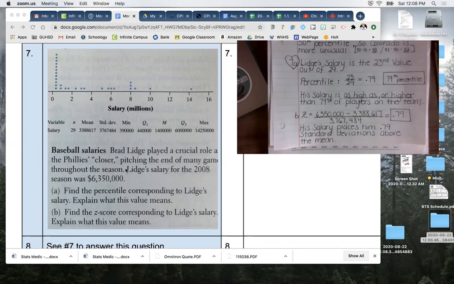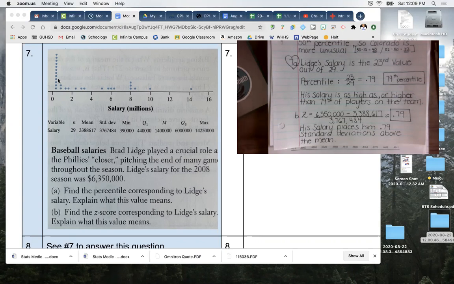I don't do that often, but I do love this problem because it gives a lot of depth and understanding of percentiles. It says here that we have a dot plot of baseball players' salaries. Brad Lidge played a crucial role on the Phillies as closer, pitching the end of many games throughout the season. His salary was $6.35 million. So that was his salary. We need to find what percentile he was in relationship to the team.